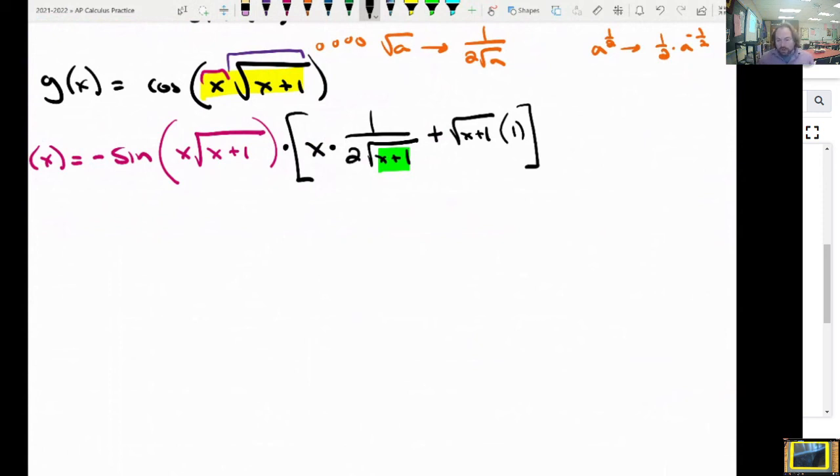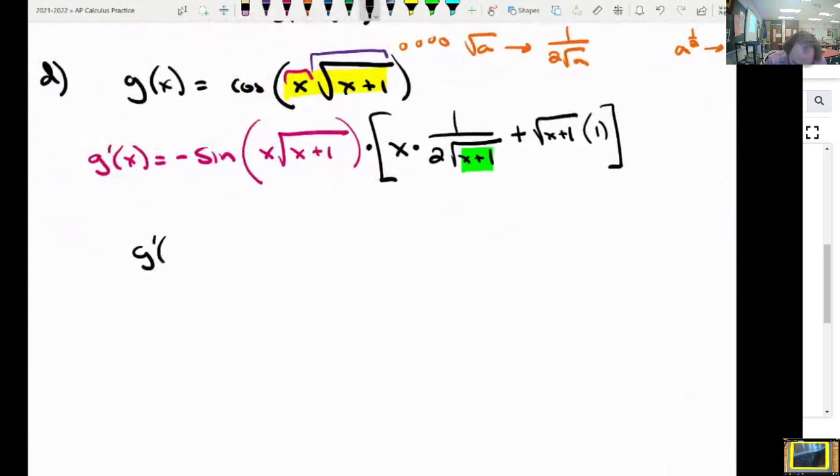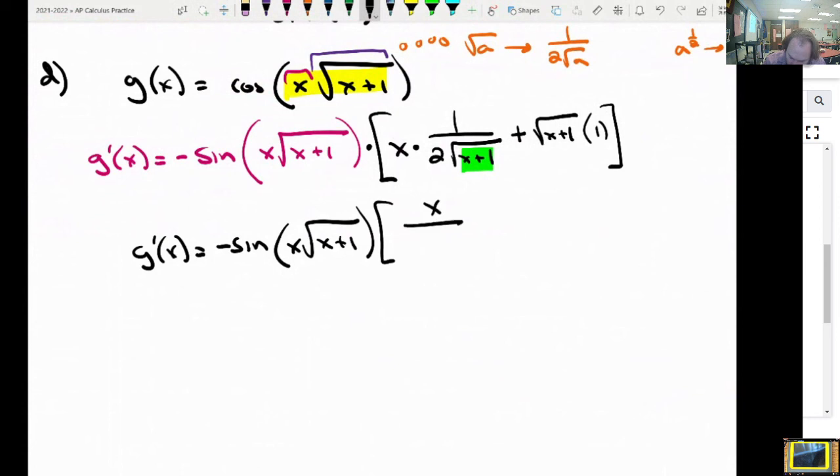So we could do a lot of distributive property here, but I think we're just going to leave the answer in the simplest terms we can possibly write it as. G prime of x is going to be the negative sine of x times the square root of x plus 1, times x over 2 roots of x plus 1, plus the square root of x plus 1. Yikes, that's kind of a bonkers derivative, but again, that's about as challenging as they get for us here, at least in Calc AB.